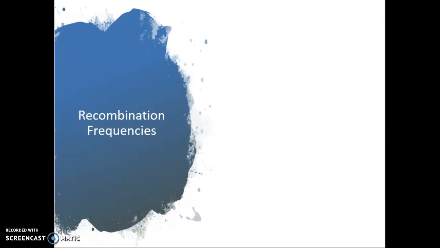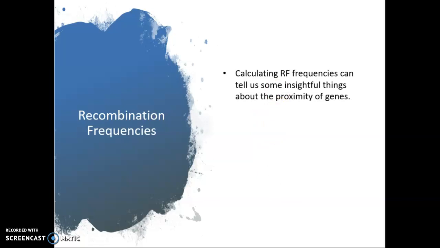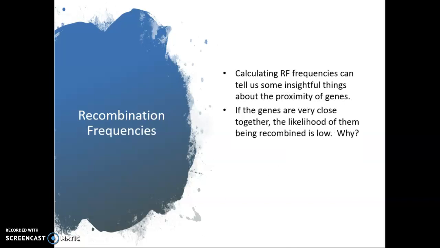Then he took it one step further. And he said, basically, if you calculate the RF frequency, you can tell how far apart the genes are. Low recombination frequencies mean they're probably really close together. High recombination frequencies probably mean they're way far apart. That also tells you the distances. He decided to use distances and name them after himself. We'll get to that in a second.